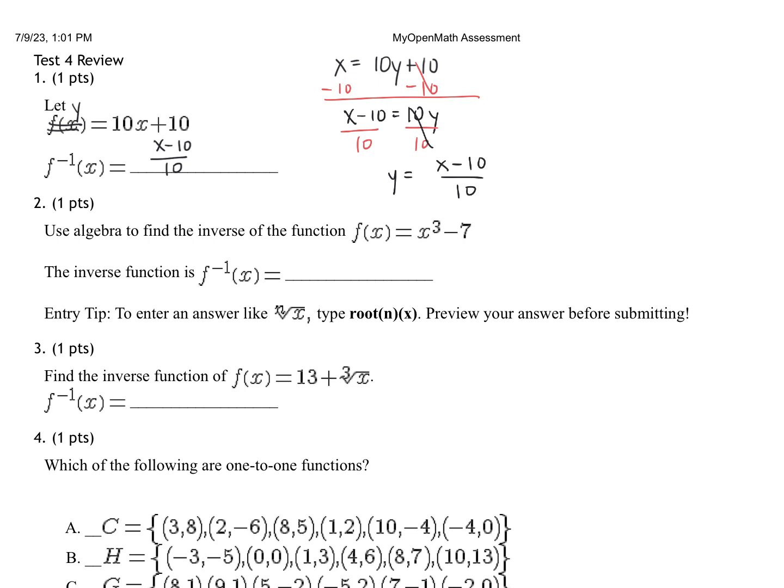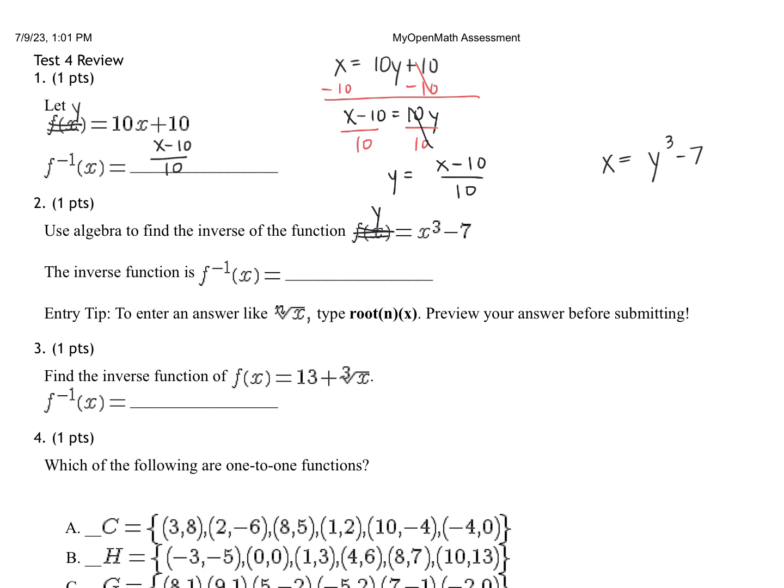Number 2, use algebra to find the inverse of the function. So this is really the same. Number 3 is also the same. Let's go ahead and do number 2 together and we can skip number 3. So we would start by recognizing that this is y. So we would invert those. So x equals y cubed minus 7.